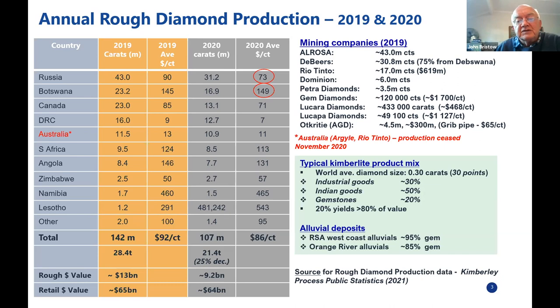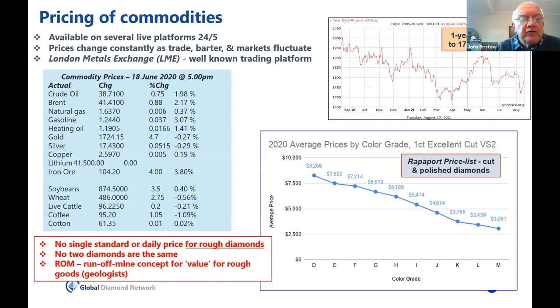Okay, just another important point going forward, particularly from a geological point of view and project evaluation, is that no two diamonds, rough diamonds, are the same. And there's no daily measure or benchmark or pricing for rough diamonds. I can't go and look up the price of rough diamonds. So if I discover a kimberlite and want to work out its value or its NPV or model it to see if it could be economic, I have to understand how I come to a value for the rough goods that come out of that project.